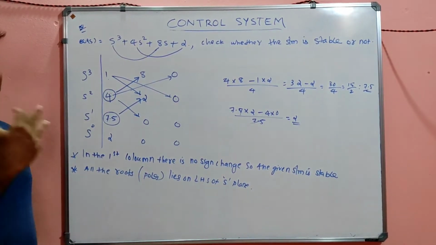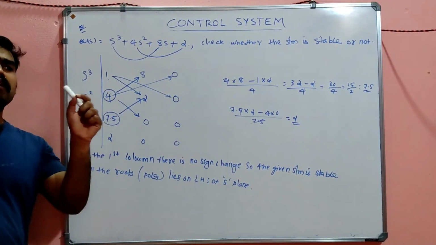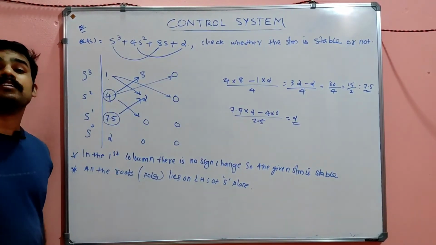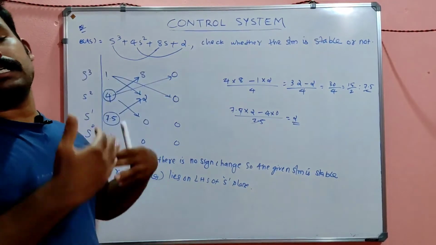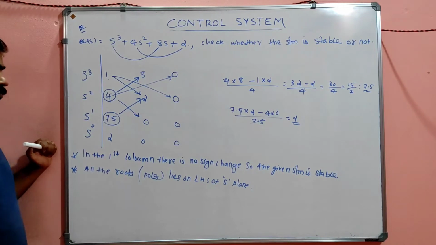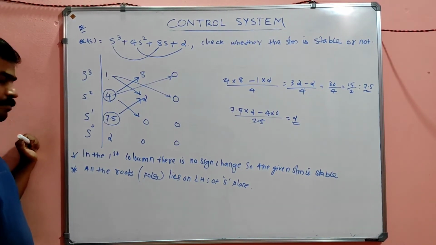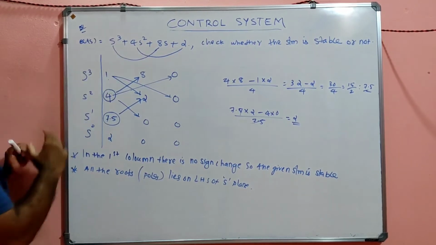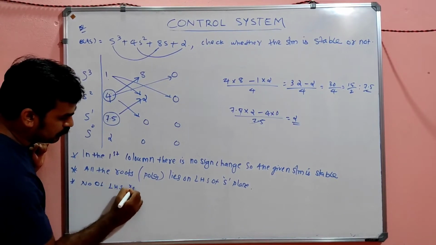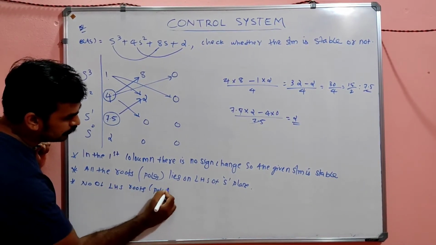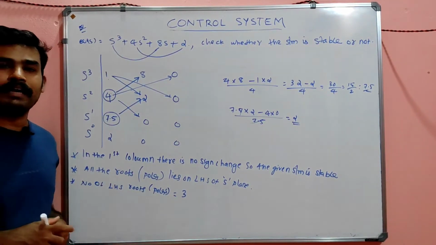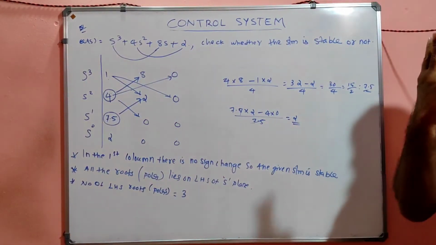What I already told you: if a system is unstable, it means any one pole is located on the right side of the S-plane. If all the poles lie on the left half of the S-plane, then we can say it's a stable system. So this system is stable. So all the roots, nothing but 3 roots. Number of LHS roots or poles will be equal to what, my dear? 3. Because it's a third degree equation, right? S cube means third degree equation. So there will be 3 solutions.